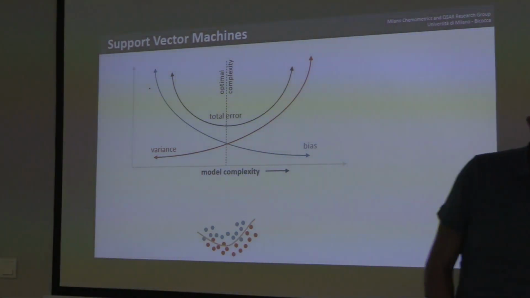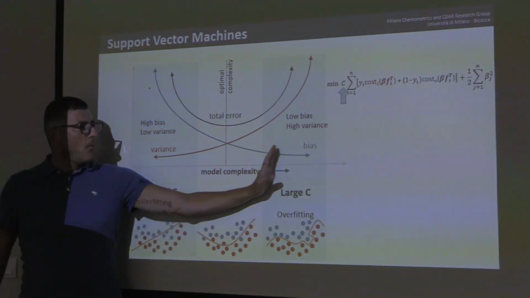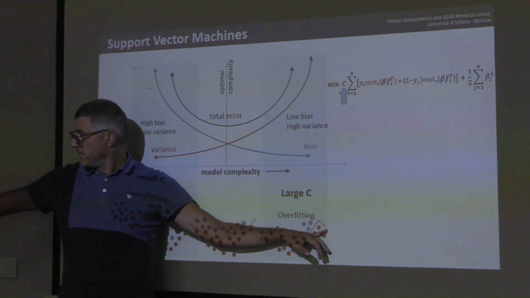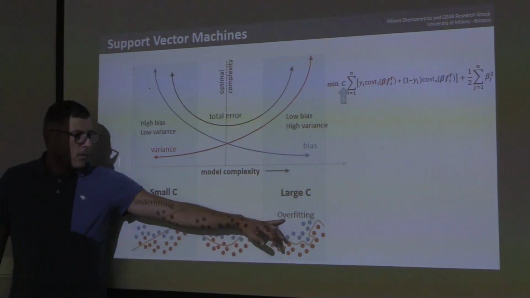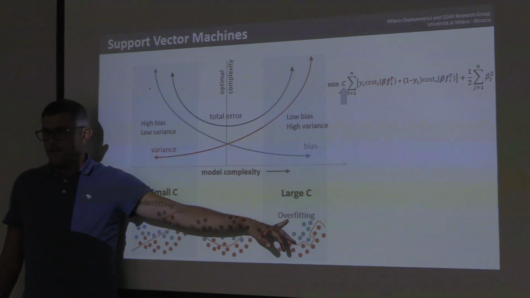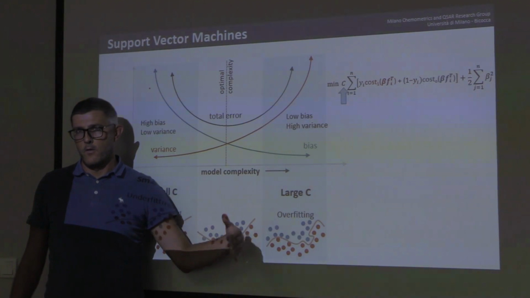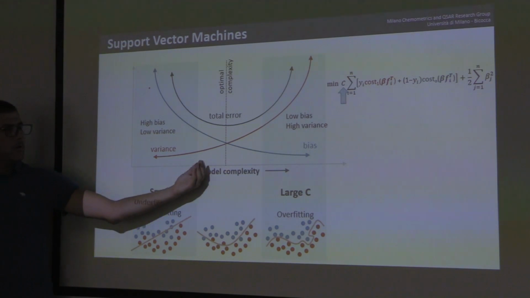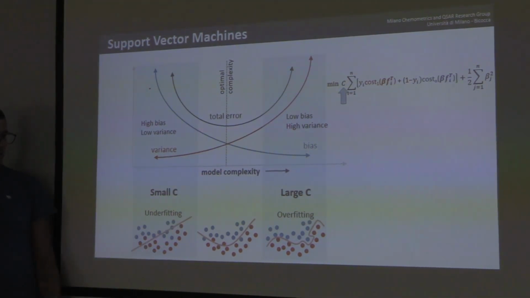If you use a too complex model, then you may find this separation, that one, which is overfitting. This is not the actual real separation between the two classes, and you are over-describing your training samples. While if the model complexity is too low, then you underfit your data, like in this case.